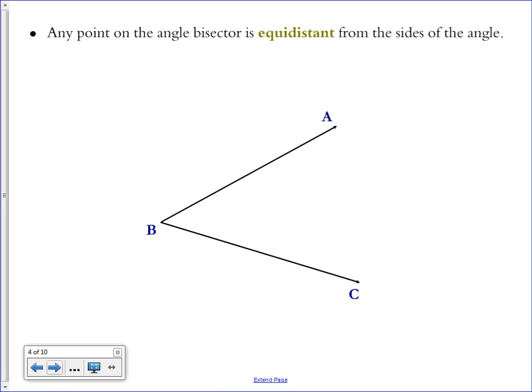There's a special property of angle bisectors. I'm going to construct a bisector here. I'm just sketching, so it might not be perfect. I'm going to sketch the angle bisector of ABC here, showing that it's equal on both sides.